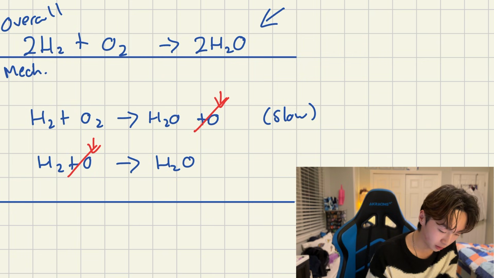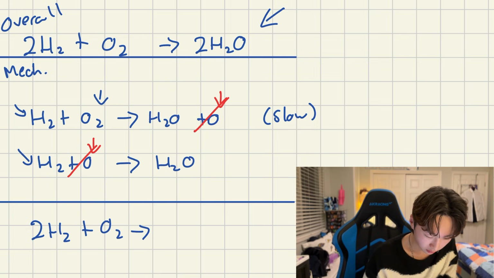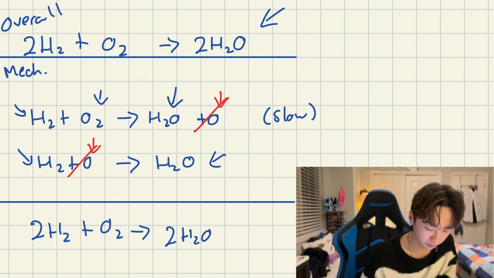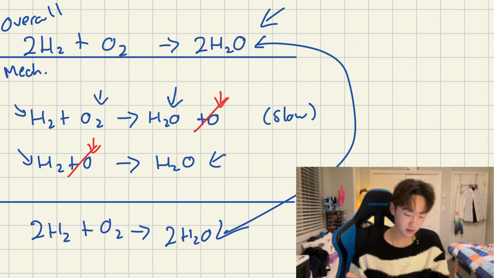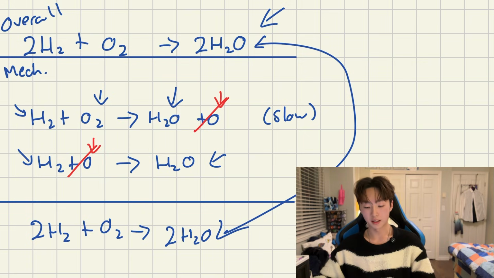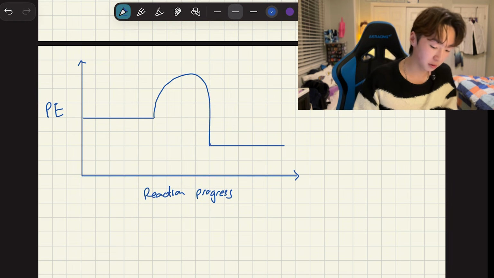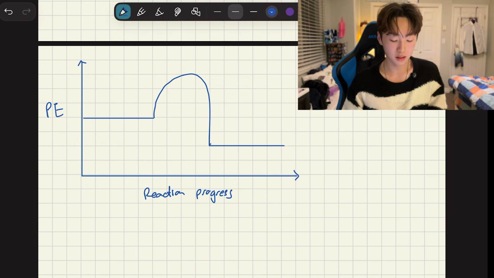So we have two H2s, plus our one O2, which gives us our two waters. And if you see, these are the same as the overall reaction. So that's a reaction mechanism. Let's look at this potential energy graph. What we have is potential energy over time, or reaction progress.